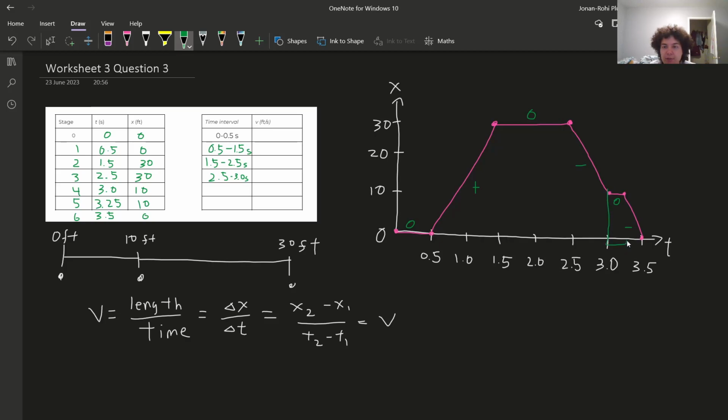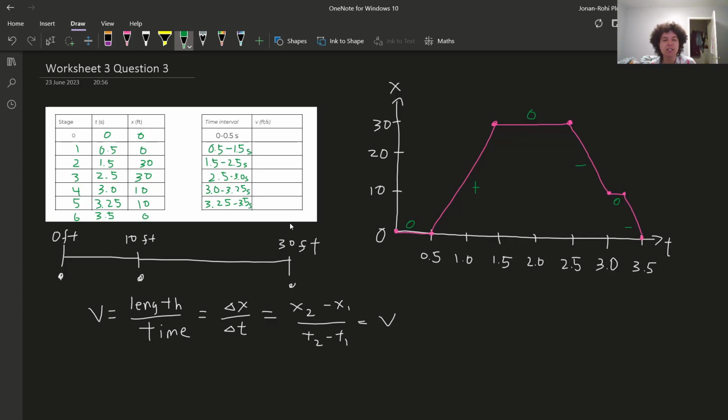Then you have 3.0 to 3.25, and 3.25 to 3.5. Sorry, let me write those a little bit clearer so they're easier to see. I just have not given myself a ton of space in these tables. 3.0 to 3.25 seconds. 3.25 to 3.5 seconds. So those are all of our time intervals.